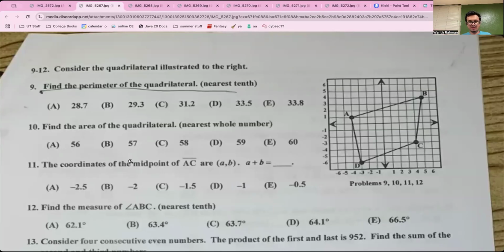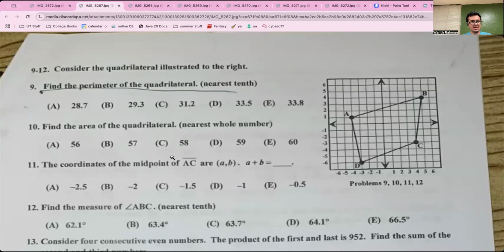Question 11. I'm just going to mention question 11 because I did mention the midpoint thing earlier. You get the same idea: add the x coordinates and divide by 2, add the y coordinates and divide by 2. That gives you a and b, then just add those values. Easy.